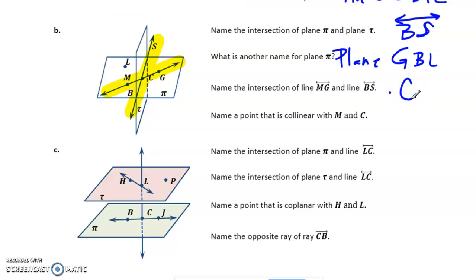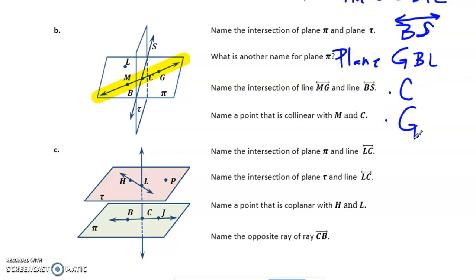Name a point that is collinear with M and C. So collinear with M and C. Far table, what does collinear mean? In the same line. So here is our line, that's the line we're talking about. M and G would be one way to name that. C is also on there, or MC, but you said point G, correct? And that is correct.